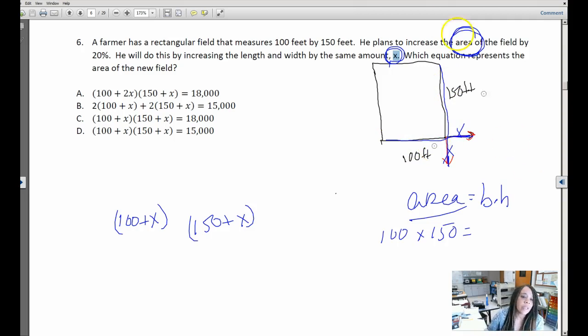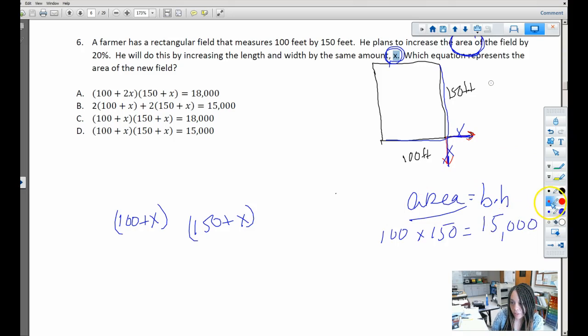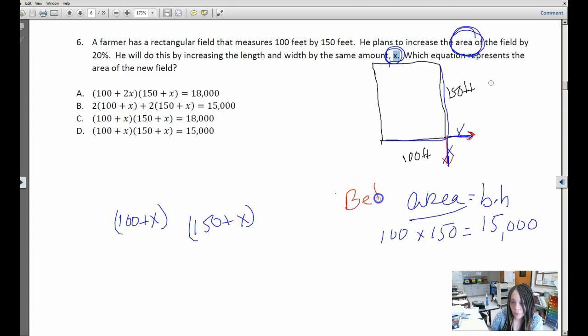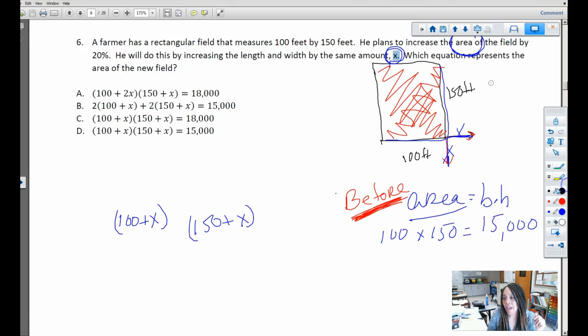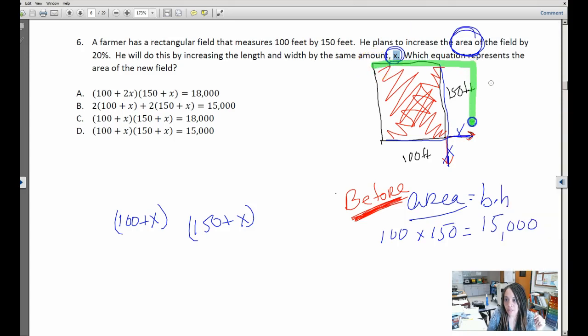So when it says here, he's going to do this by increasing, all right, here we go. First, let's find the area, all right? So 150 times 100 gives me 15,000. So let me put this in red for you to show you. This was before, okay? So when we first started, the red area here was 15,000. Now we're going to have a completely new area. Let me go in this green. That's going to be further this way and further that way, because now we have the 150 plus the X, the 100 plus the X.